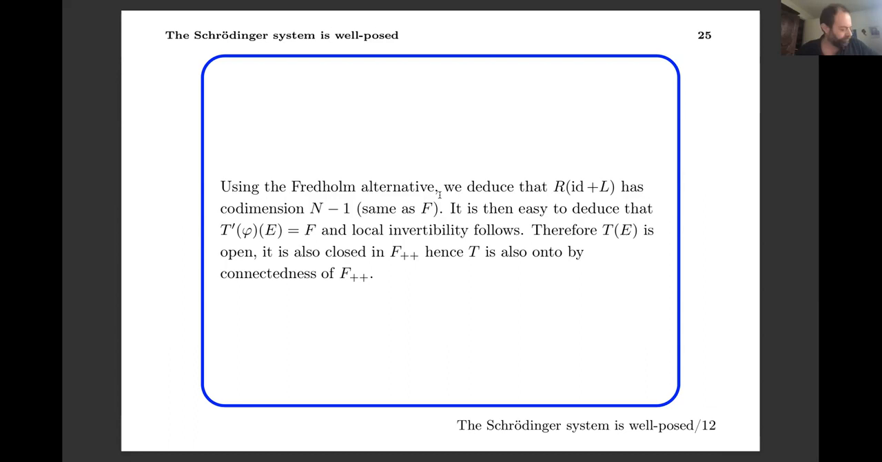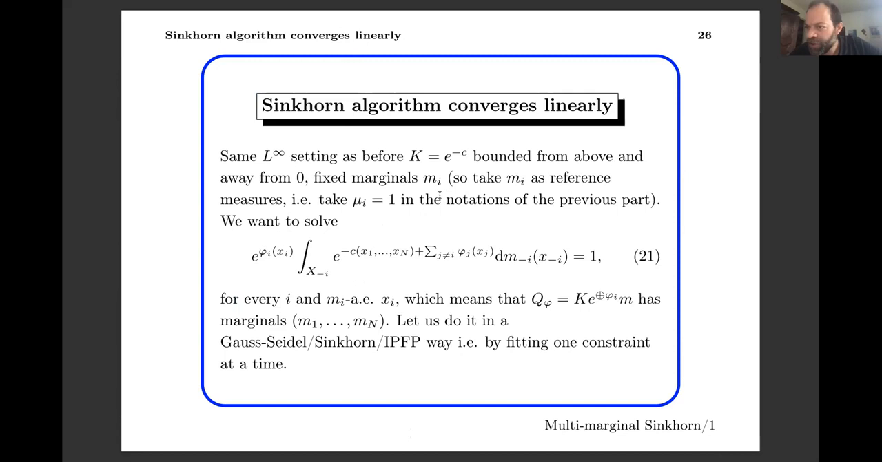How much time do I have? Probably 10 minutes or 5 minutes. Now let me mention. No, 10 minutes is fine. Perfect. 10 minutes is fine.